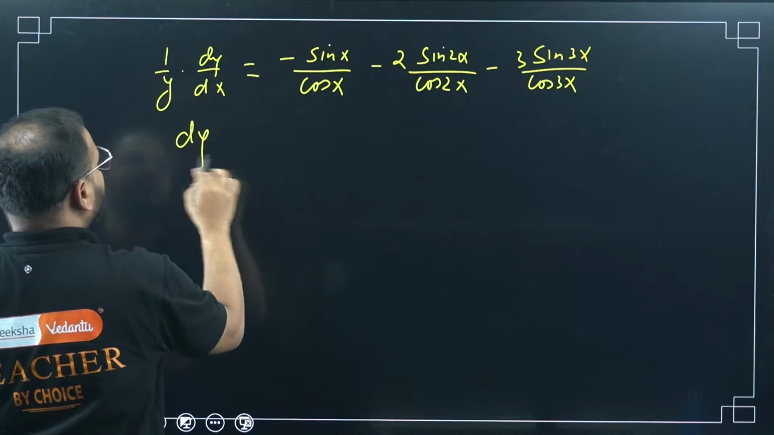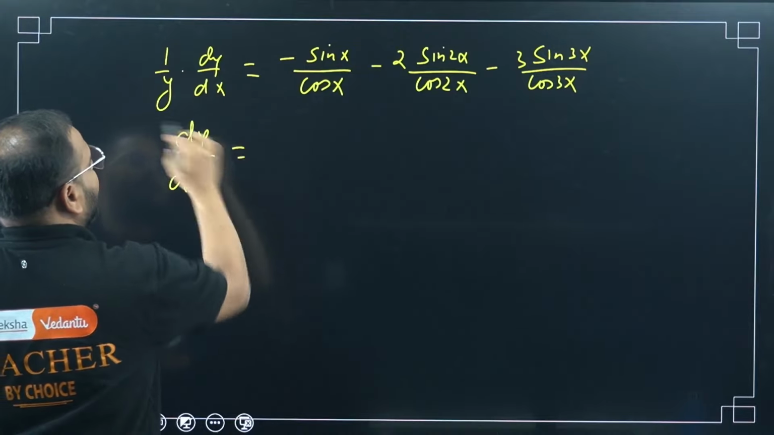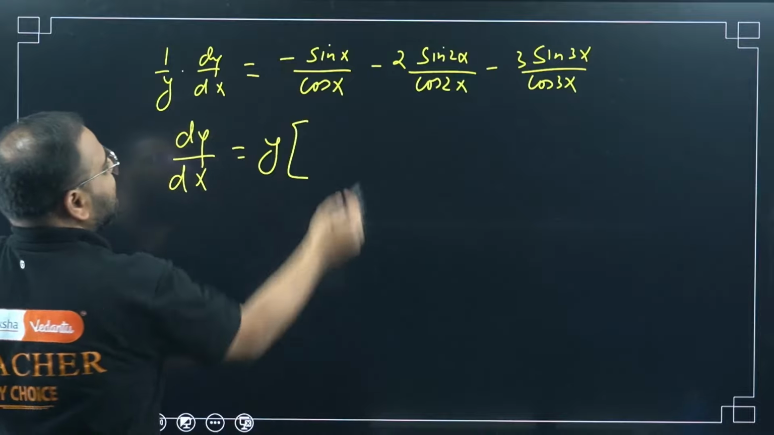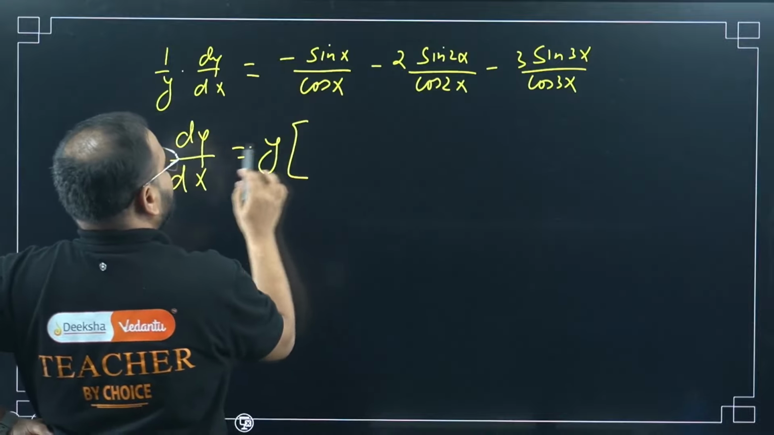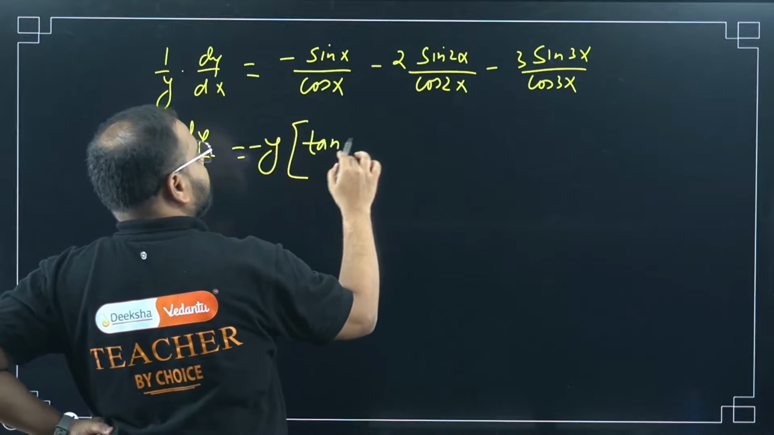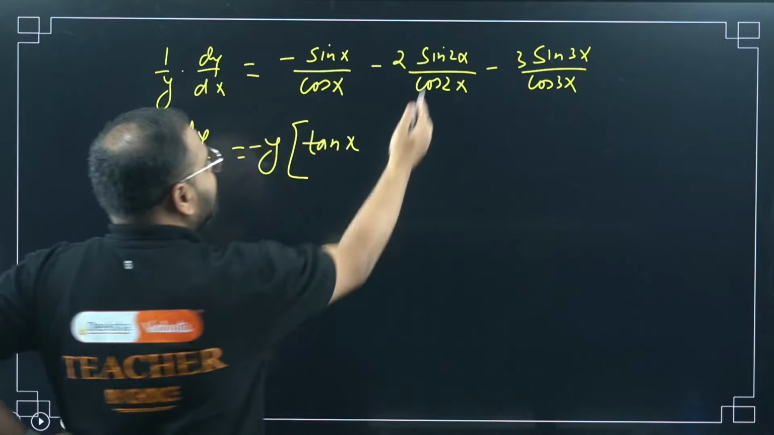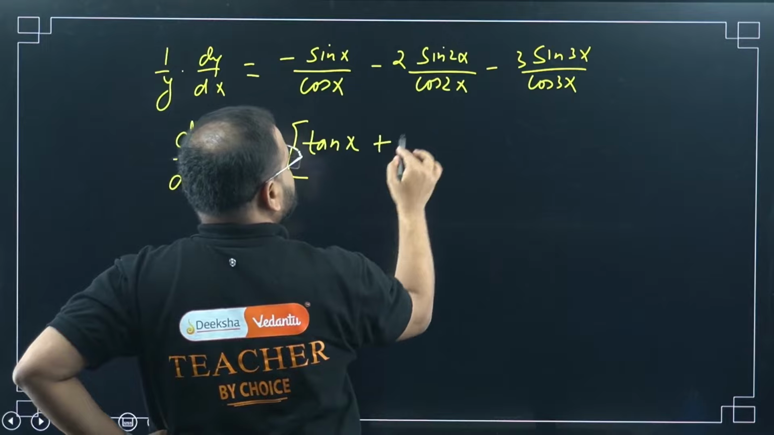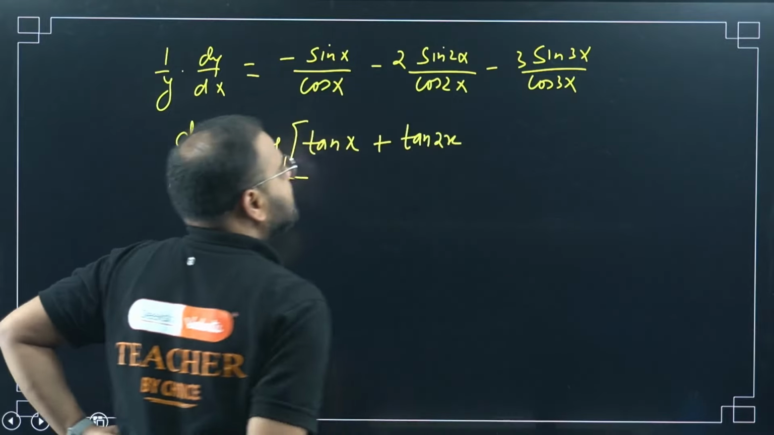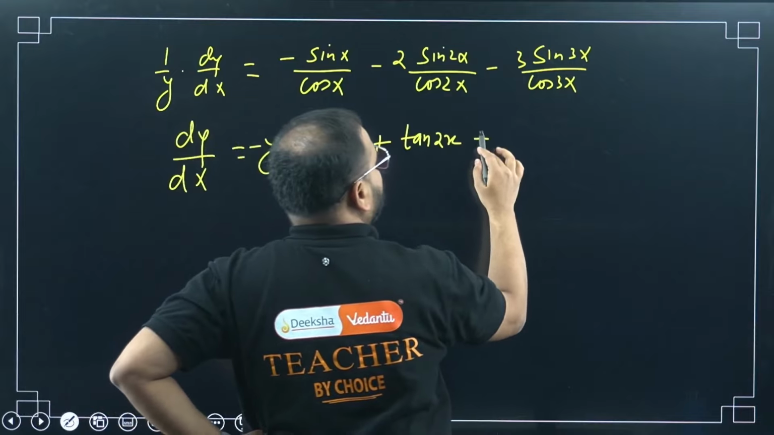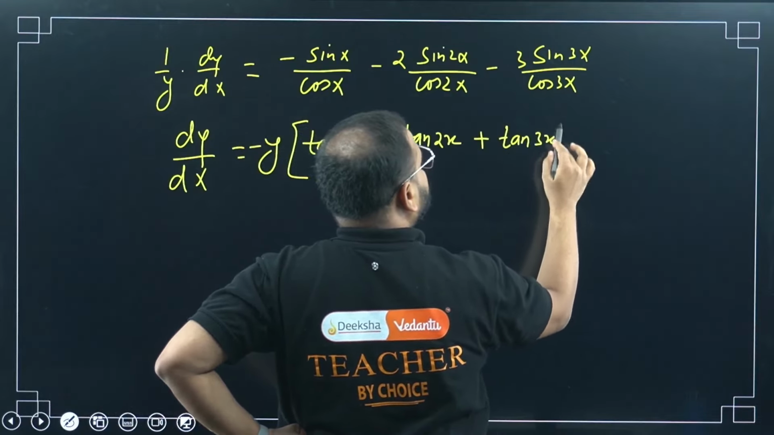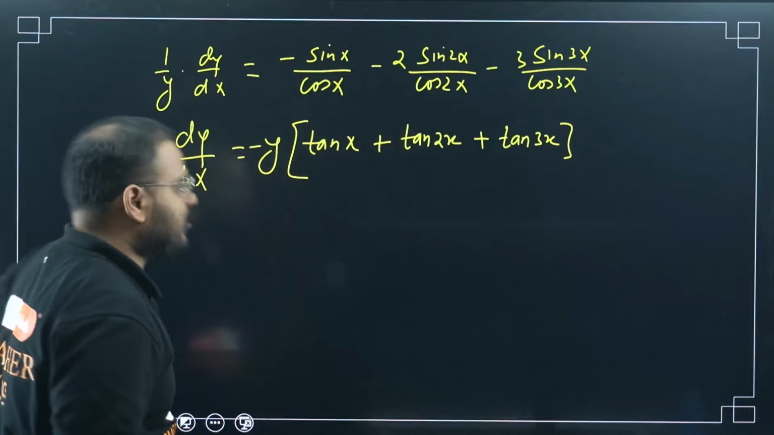Now, can you simplify this? I'm looking to find the value of dy by dx. I'm going to take the y on the other side. Take this as a bracket. Let's take the minus sign common. Sin x by cos x, how much is that? Tan x. Plus 2 sin 2x by cos 2x, that is 2 tan 2x. Plus 3 tan 3x.